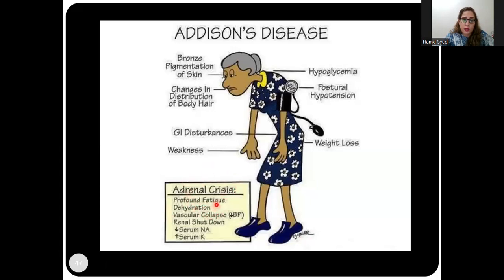Adrenal crisis is because of the lowered serum levels of sodium ions and increased serum potassium because of the deficiency of aldosterone. This causes a lowered blood pressure, causing vascular collapse, renal shutdown, and also you can see the associated disturbances, which is the pigmentation of skin and redistribution of body hair, all of these symptoms and signs which will be appearing in the body.